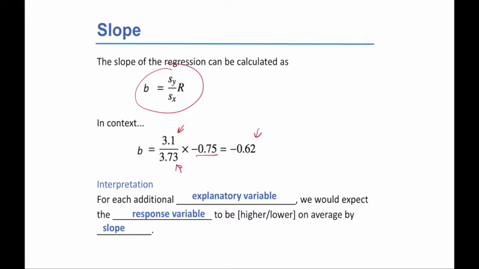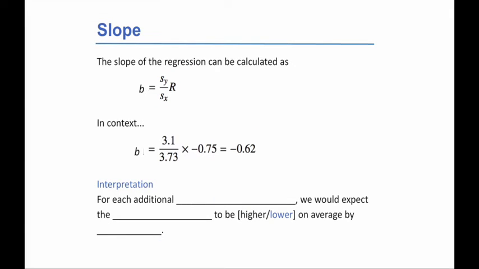When it asks you to interpret the slope in context, because that is something that they very frequently ask, this is how you do it. For each additional unit of the explanatory variable, we would expect the response variable to be higher or lower on average by slope. Or we could say our model predicts that the response variable will be higher or lower. Same thing.